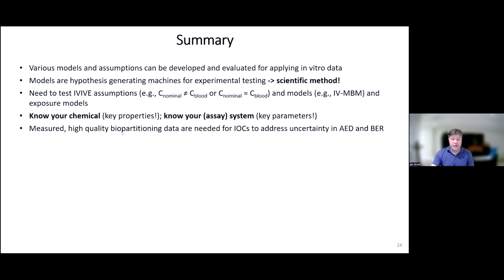While we go through this exercise, in our experience, there is a need for high quality biopartitioning data, so to membranes or to proteins or ionizable organic chemicals. This is a key source of uncertainty in the extrapolation process that is going to take some years in the scientific process for us to improve confidence in understanding the fate and behavior of ionizable organic chemicals in in vitro assays and in vivo systems like humans.